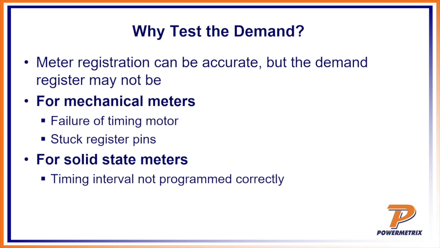Or let's say you want a 5-minute interval, and you end up programming it incorrectly, and let's say you go 2 days, you may not get all the data that you need out of that program if you're using 5-minute intervals. Your data storage may not be able to hold that much. So that's another big thing for solid state meters. For mechanical meters, a little bit easier to find, right? Yeah. Because you can have the timing motor go out, or stuck register pins that could affect it.